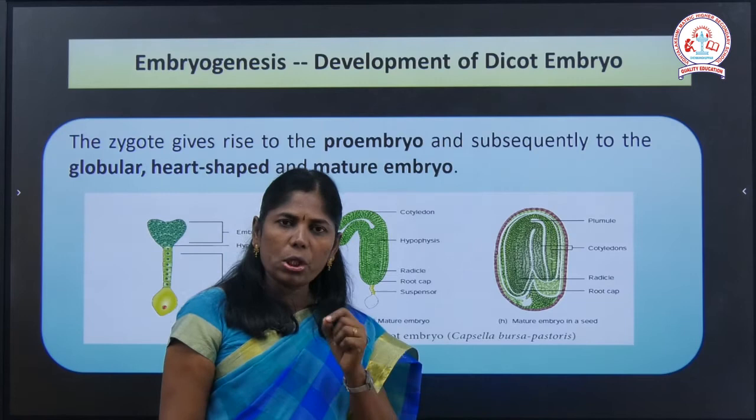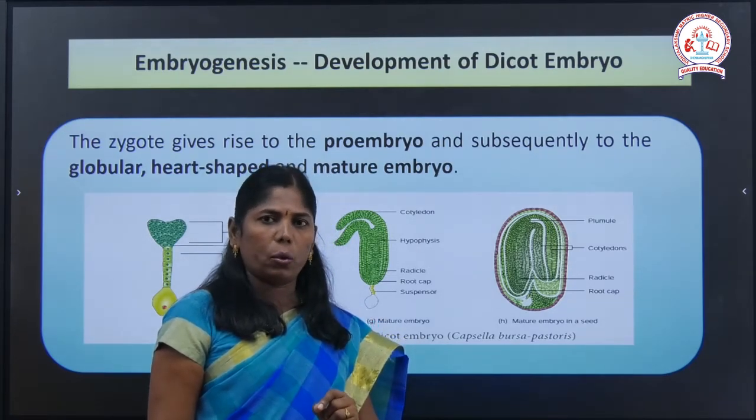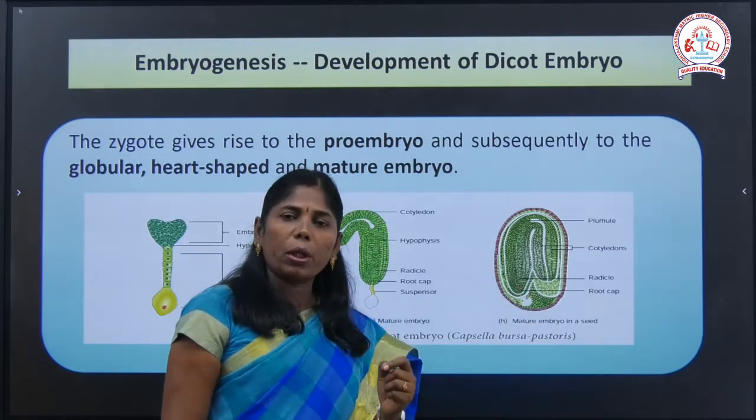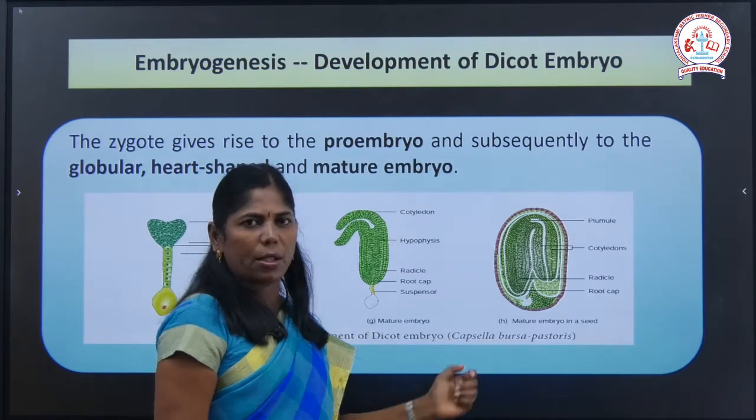Okay? So the radicle and the coleoptile, coleorhiza, where are they present? Here it is like a root cap that is present. Okay? But the coleorhiza and coleoptile are present in the monocot embryo. That we will see in the next video.